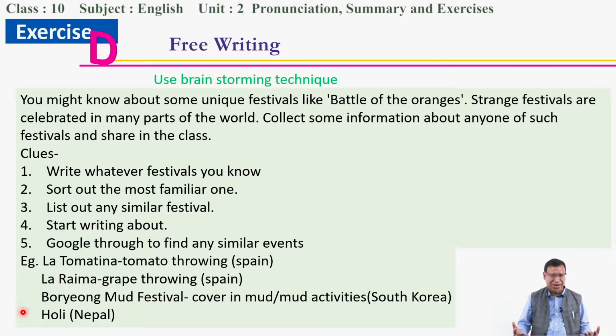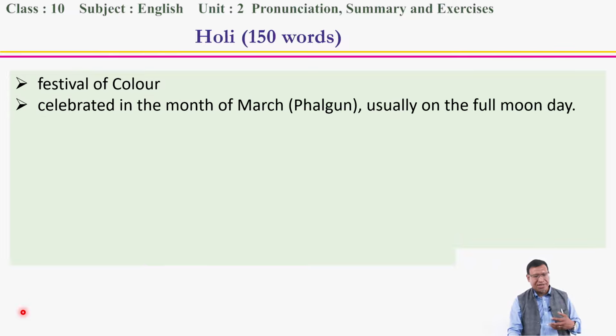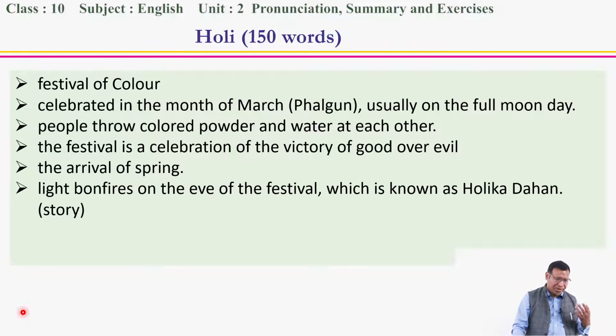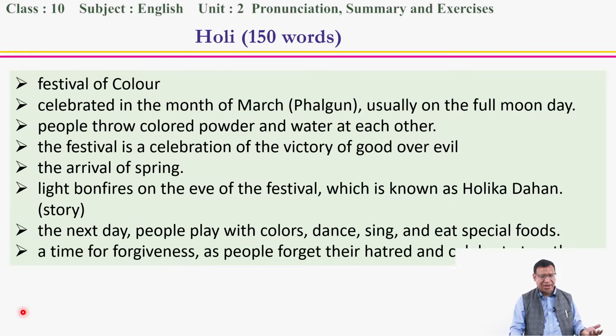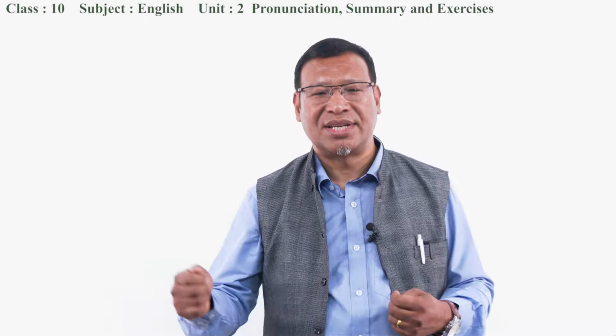In my opinion, I would talk about Holi. I just brainstormed these things. When I remember Holi, I remember the Festival of Colors, in the month of Fagun or March. People throw colors and powder at each other. It's a festive celebration of the victory of good over evil. It also marks the arrival of spring. There's a bonfire, Holika Dahan. After Holika Dahan, the next day, people play with colors, and there is a lot of singing and dancing. There's special food. People forget their hatred. I just remember these things, and now I can make sentences to write about Holi.